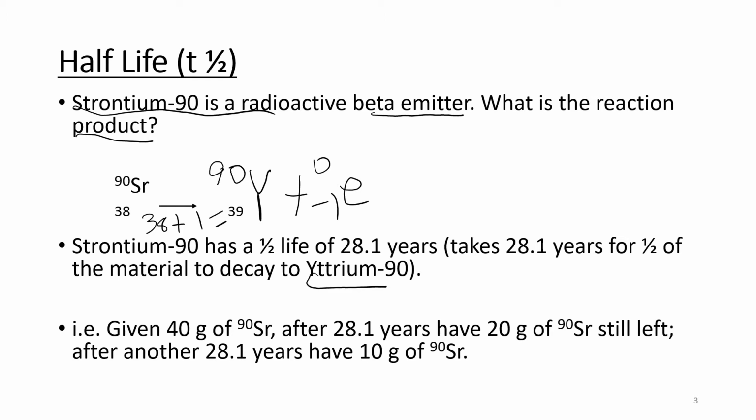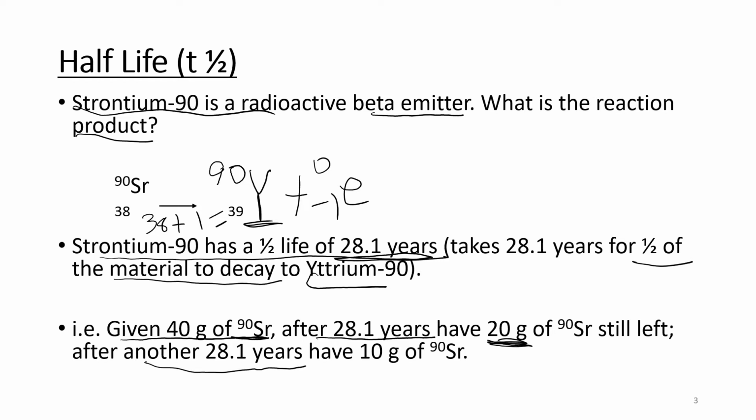So basically the half-life of strontium is 28.1 years. So it takes 28.1 years for half of the material I start with to decay into yttrium 90. So down here I have, if I had 40 grams of strontium 90, after 28.1 years, I'd have half of 40 grams, I'd have 20 grams left. That means the other 20 grams was converted into yttrium. After another 28.1 years, I'd have half of my 20 grams and I'd have 10 grams left.